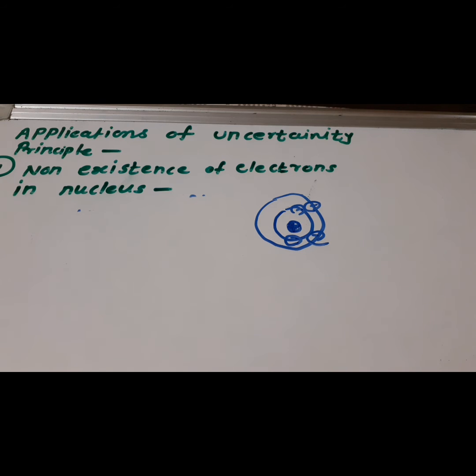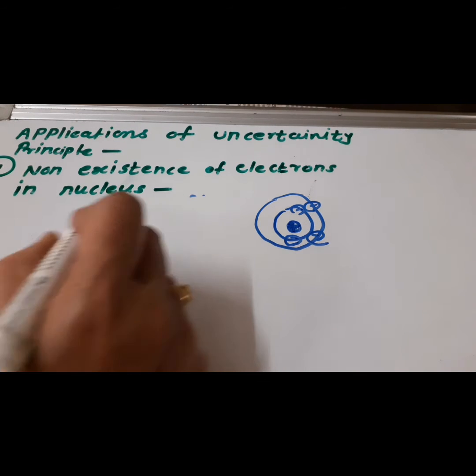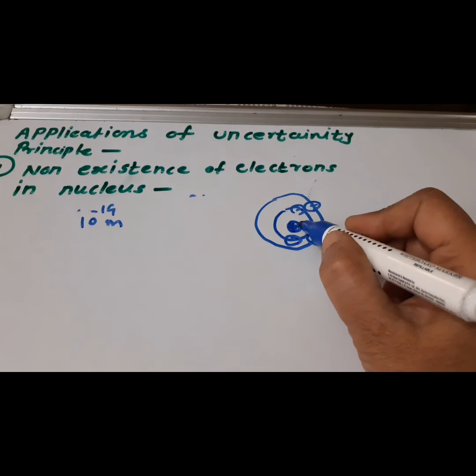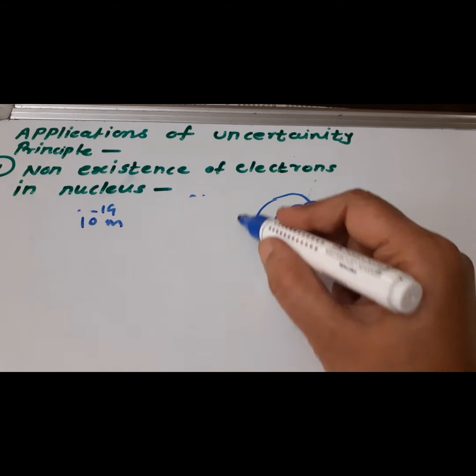The radius of a typical atomic nucleus is of the order of 10 to the power minus 14 meter. How much is the order? 10 to the power minus 14 meter. This is the radius. This is also a radius. Again there is a third orbit, then this is the radius, like that.